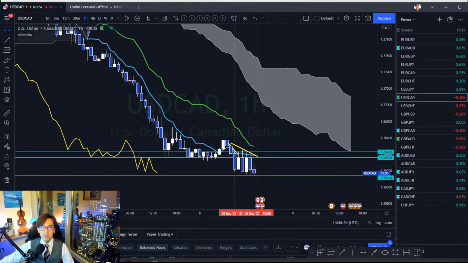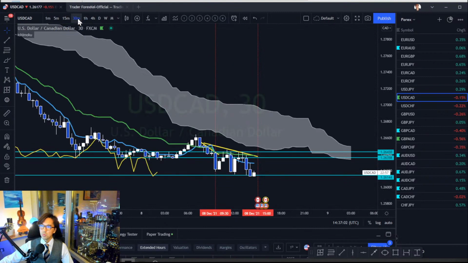What will be the minimum time frame that works for Ichimoku? I would say 30-minute chart. I do use Ichimoku in 30, but I don't use Ichimoku in 5 or 15. So I would say 30 or 1 hour are the lowest time frames to be able to use Ichimoku.